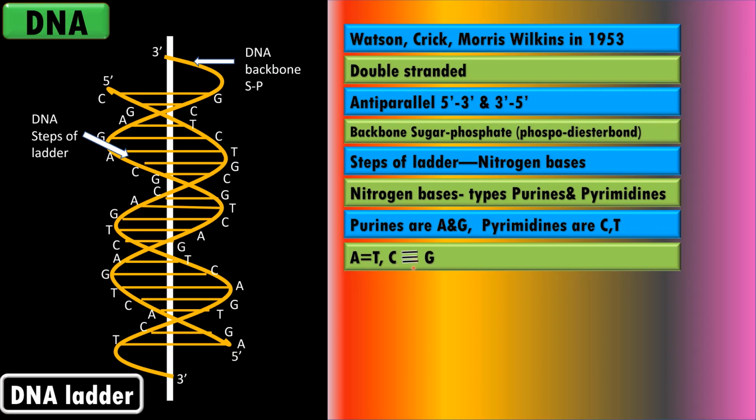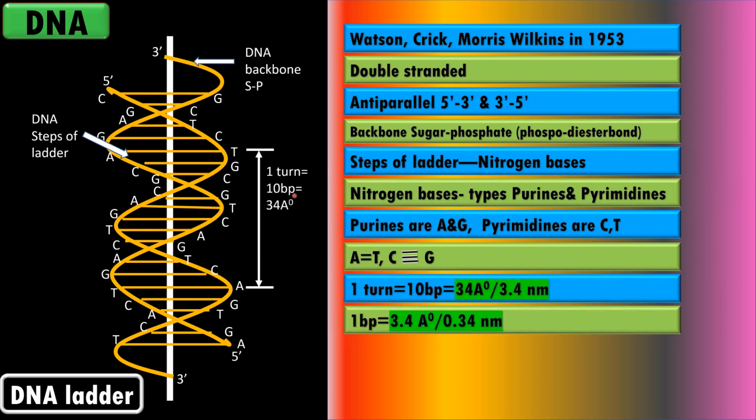So students, this is the double-stranded DNA, and the backbone of the DNA is made up of sugar and phosphate, whereas the steps of this ladder are made up of nitrogen bases A, T, C, G, like this. Now, 1 turn of the DNA contains 10 base pairs with a length of 34 angstrom. Now, this is one loop of DNA. So, 1 turn or 1 loop of DNA has 10 base pairs with a length of 34 angstrom. Therefore, each base pair has a length of 3.4 angstrom or 0.34 nanometer.